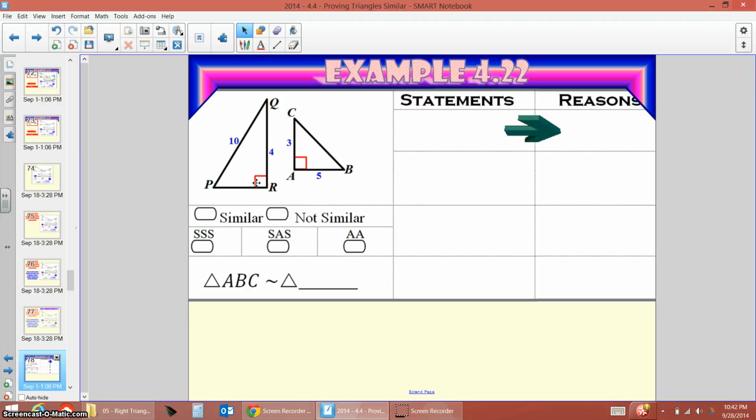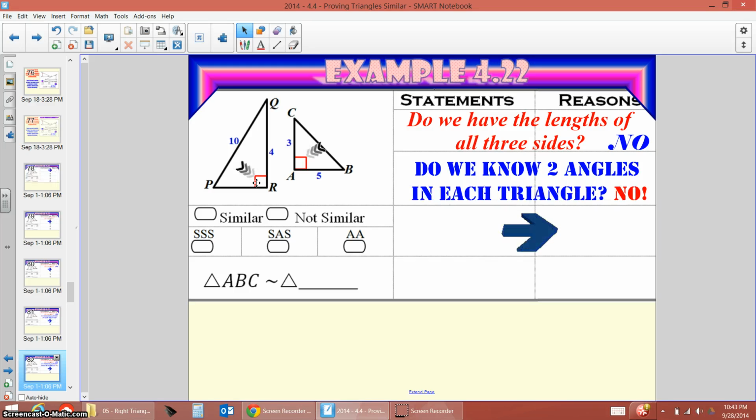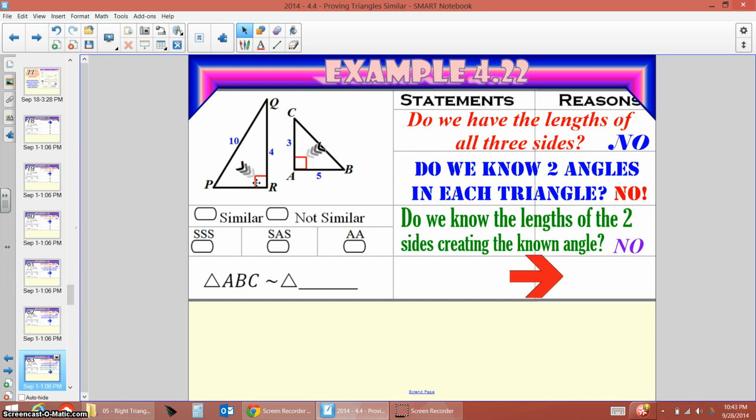Now the next thing in those rules, or those steps, was, do I have the sides? Oh, do I have all three sides? No. Do we have two angles? No. We have one angle, but we don't have the side length that makes up this angle. We don't have PR. And since we don't have PR, we can't find out if it's a side angle side situation.